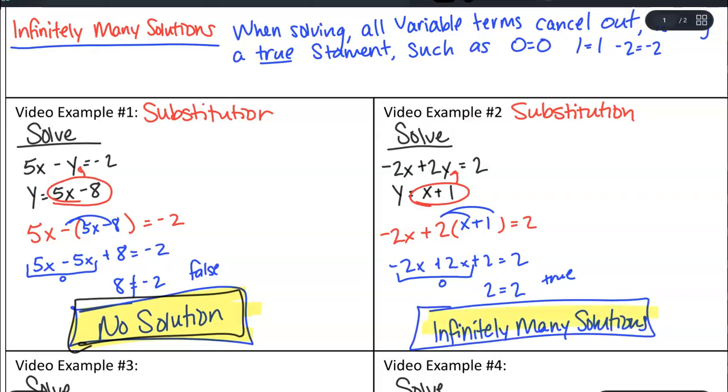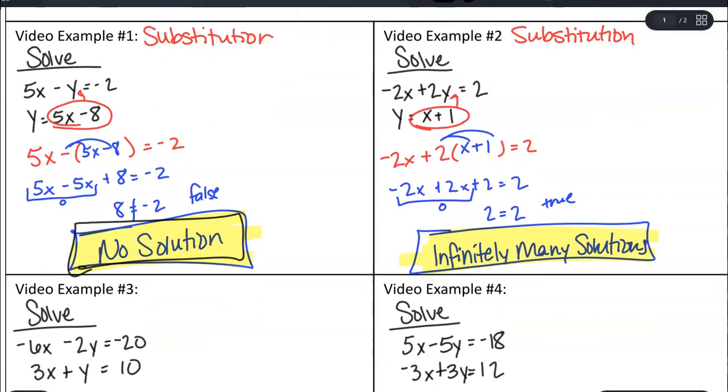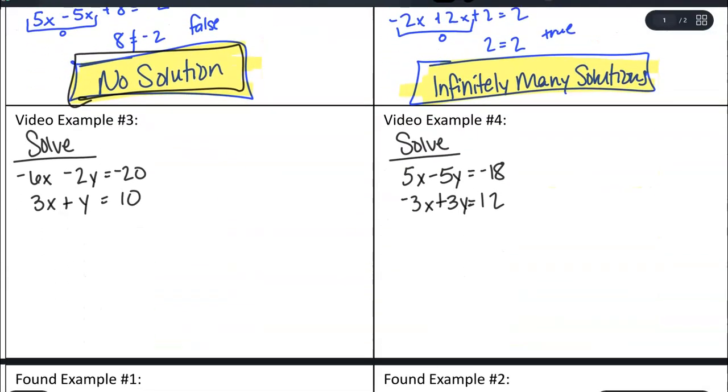Again, this is what I'm looking for. Words. Let's look at example 3. Our first equation is in standard form. Our second equation is in standard form. So that means the easiest method to use would be elimination.